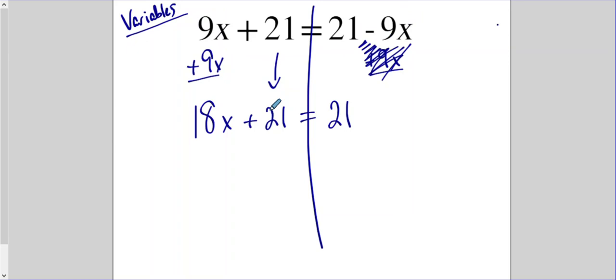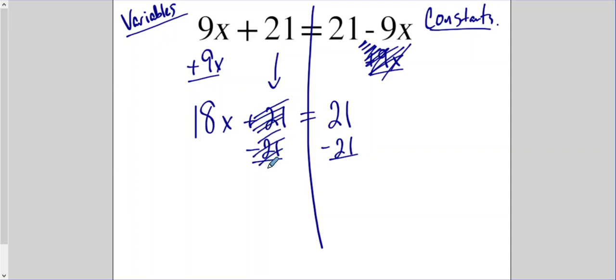I'm just going to keep solving that by subtracting 21 on both sides. Since I brought my variable to the left side, that means I'm really bringing my constants all over to my right side. I'm only going to be left with constants on that side, which means I have to cancel out the constant on the left side. So I'm canceling that out by subtracting 21. And if I do it on that side, I also have to do it on this side. So the 18x comes down, and I'm left with just 0 on the right side.